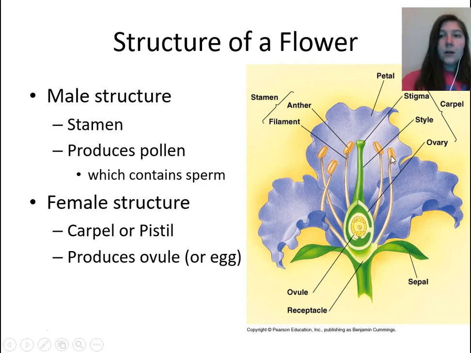And the pollen goes through meiosis to form sperm cells. So plants reproduce sexually as well. This center part here is known as a carpel or pistil. Pistil is probably the more common term used. This is the female structure, and it produces the ovule or eggs down here in the bottom.